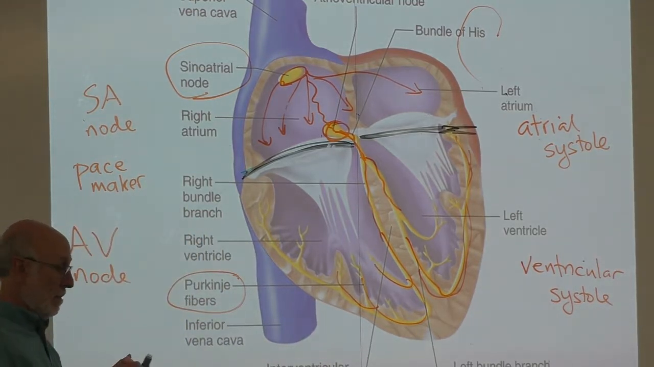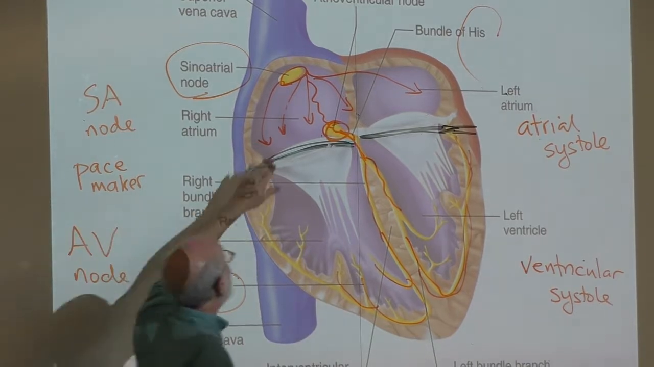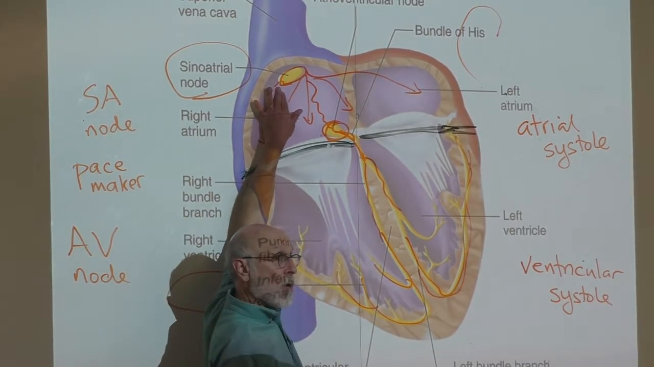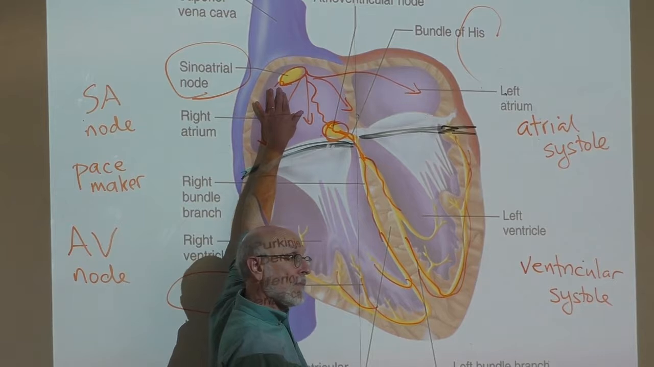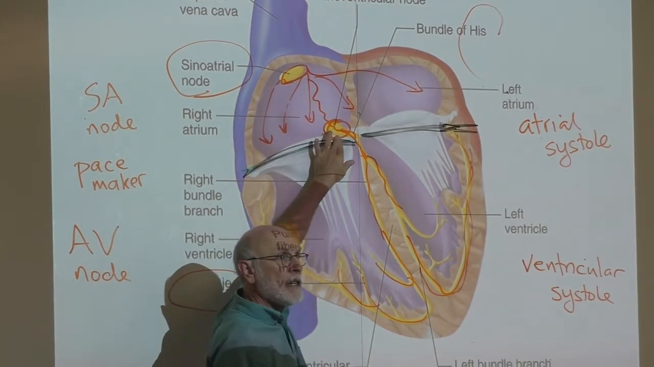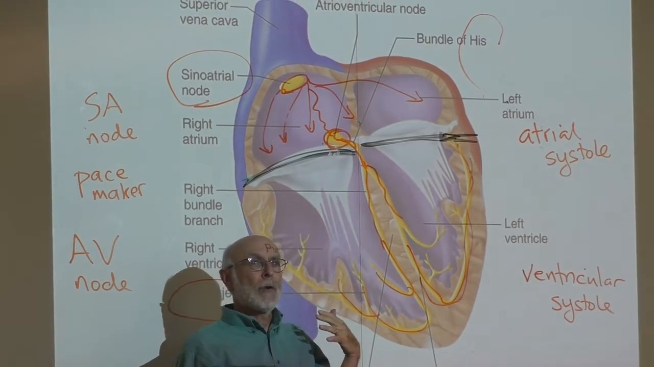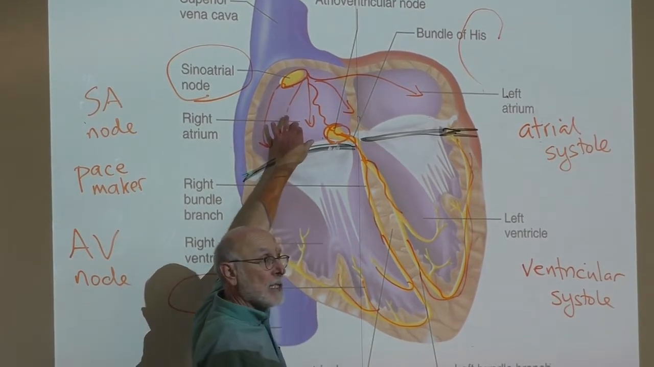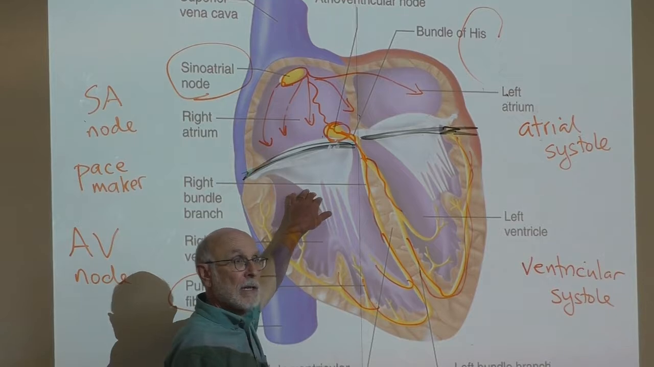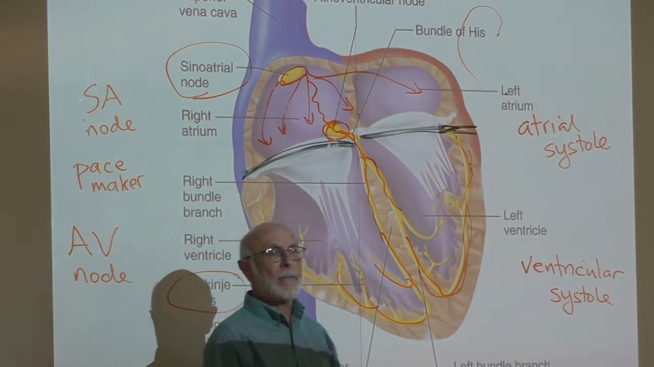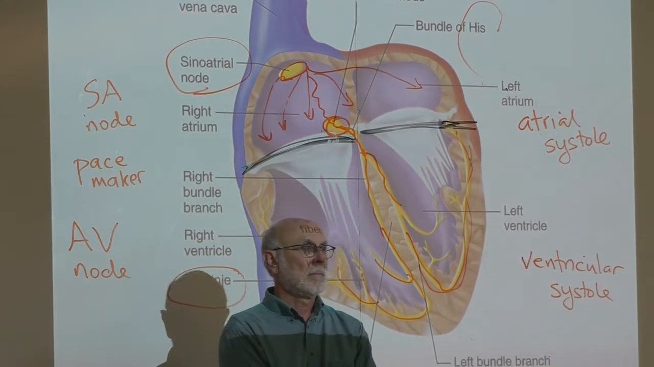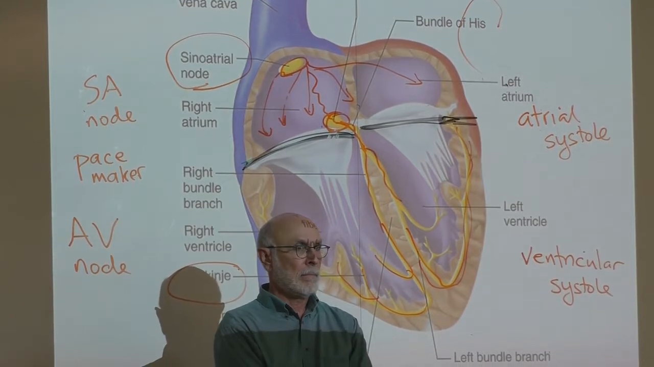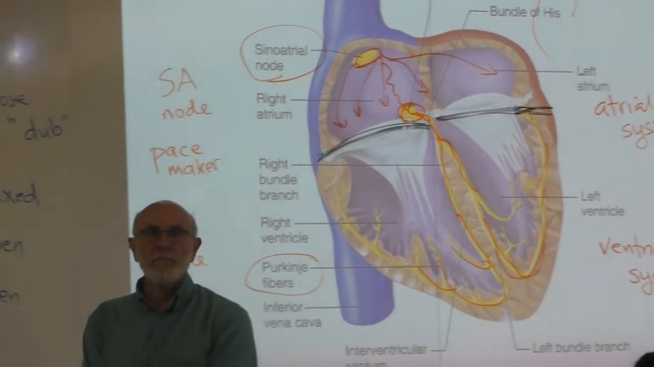Sorry, can you just repeat that? Sure. The SA node is the normal pacemaker, and the AV node creates the delay between atrial systole and ventricular systole. And that delay is about a half a second.